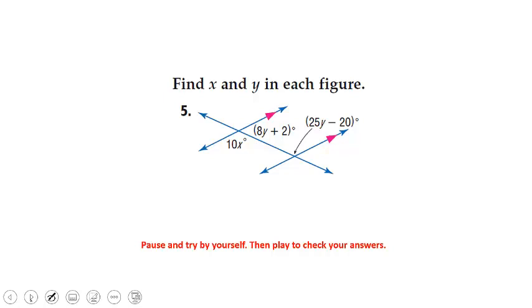Can you find x and y in each figure? What's the value of x and y? I also want you to figure out the value of the entire angle. Okay, so we can name the angles. We can name this one A, and this one B, and this one C. So go ahead, pause the video, try it for yourself, and come back.